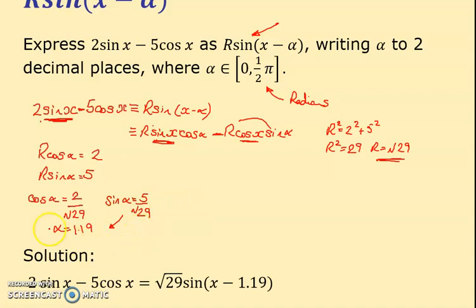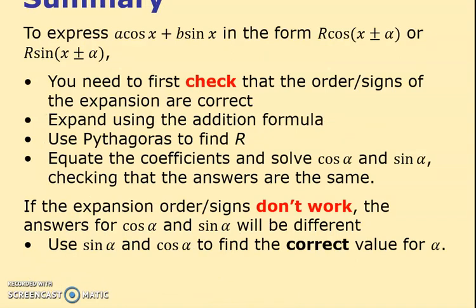Good, I did. And notice what I've ended up doing. Again, technically that should have 3 lines, but it doesn't really matter. 2 sin x minus 5 cos x can now be written as root 29 sine, and it's sine because this is what it says, x minus the alpha, which is 1.19, and that's my answer.